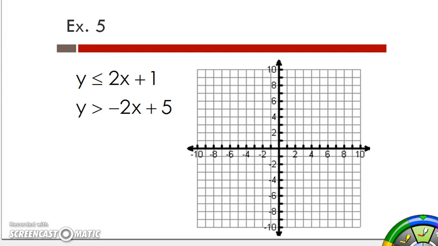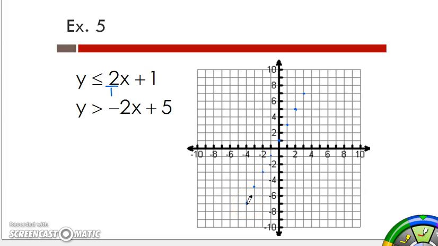All right, so we look at this equation. We have y is less than or equal to 2x plus 1. So I'm going to graph this line first. I start at 1. My slope is 2 over 1. So I'm going to rise 2 and run 1 to the right: up 2, 1 right, up 2, 1 right. I'm going to go in the opposite direction as well: down 2, 1 left, down 2, 1 left, down 2, 1 left.